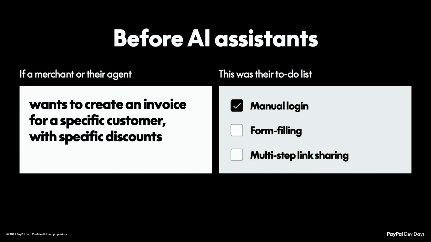If you think about a world way back when, before there were AI assistants, if a merchant or their agent wanted to do something unique, something specific. So the example we took was a merchant wants to create an invoice for a specific customer with specific discounts, basically do something custom. The workflow for this had a lot of steps. You probably had to go manually log in somewhere to a dashboard. Maybe you had to fill out some form or copy paste something. And then maybe you wanted to actually allow them to pay. So you sent them a link, a payment link of some kind to go pay this. And that was probably the easiest way you could actually do something custom on the fly.